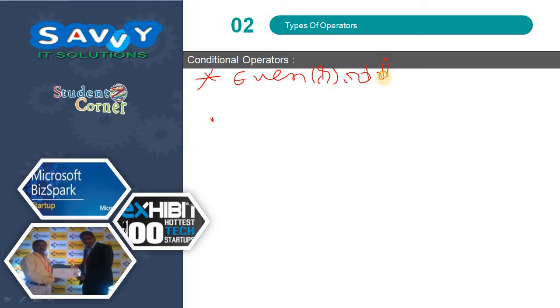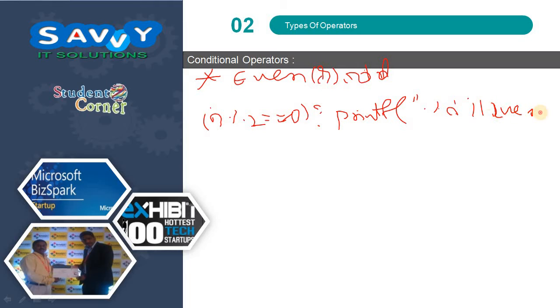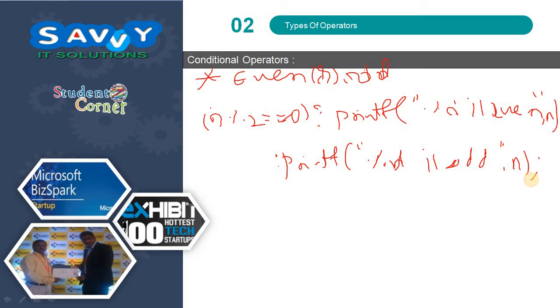We take n, n mod 2 is equal to 0, then printf "%d is even", n, else printf "%d is odd", n. This is the way we are representing odd and even numbers.